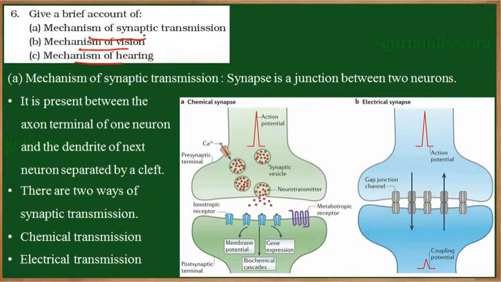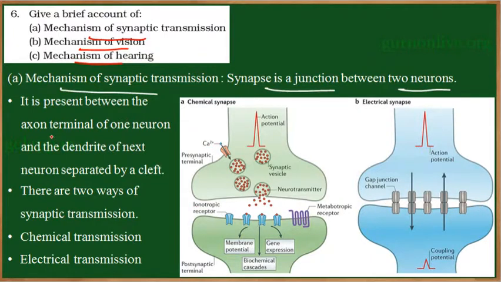The first one is the mechanism of synaptic transmission. That means the synapse which is present between two neurons. So in the synapse, how is the nerve impulse transmitted? Let us learn about it. Synapse is a junction between two neurons. Here we can see there are two neurons. The junction between the two neurons is called synapse.